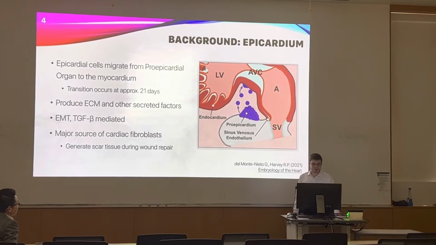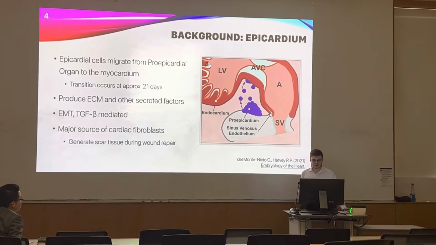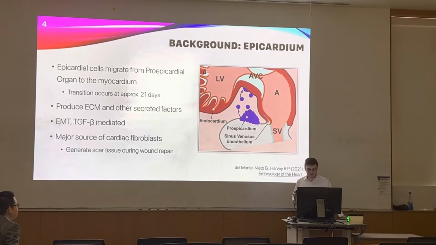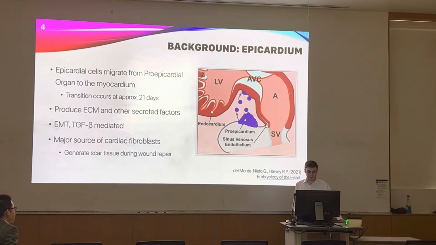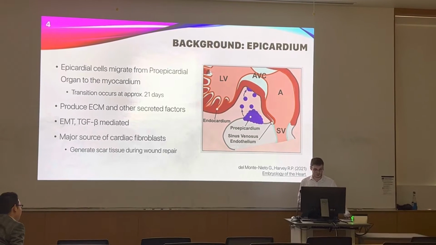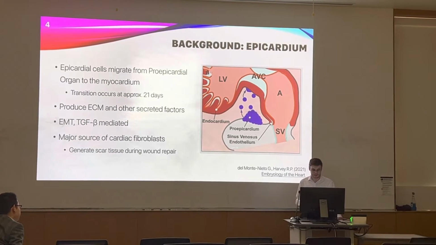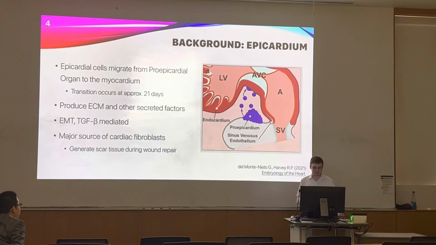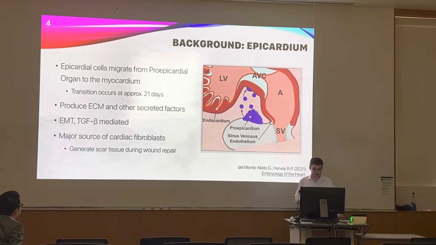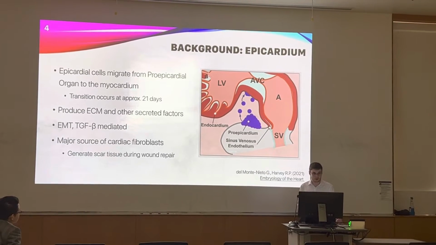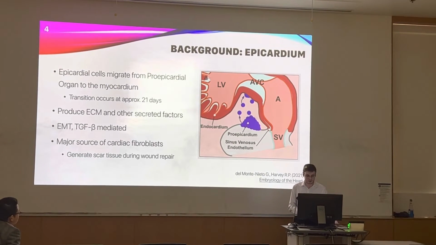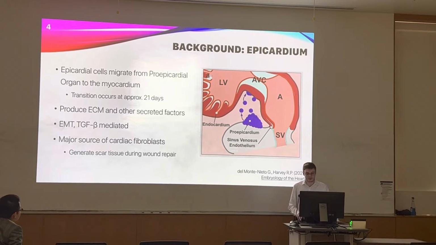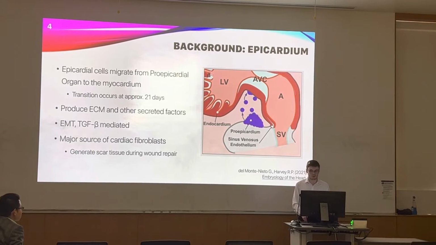The epicardium forms pretty early in development, about 21 days after fertilization. At this point, a population of cells from the proepicardial organ migrate onto the myocardium and envelop it. These cells are very important. They produce a lot of the heart's ECM structure, notably fibronectin, and they're also a major source of cardiac fibroblasts. Something like 80% of cardiac fibroblasts are epicardium derived, and it's largely that population that mobilizes to generate scar tissue during wound repair. What I'd like you to keep in mind is that epicardial cells are migratory and they undergo EMT regulated by TGFB.